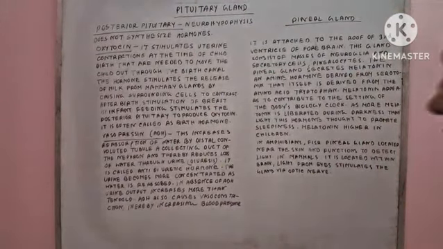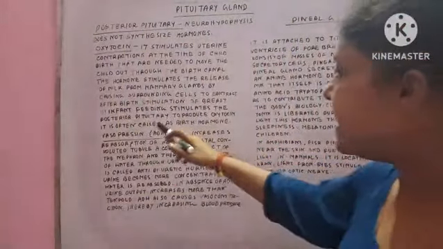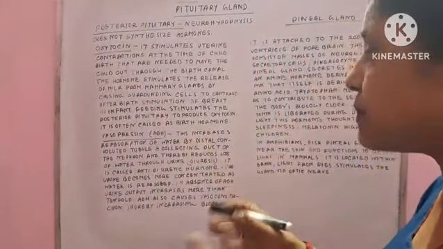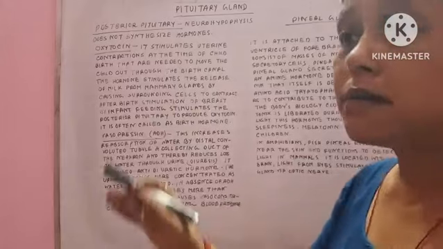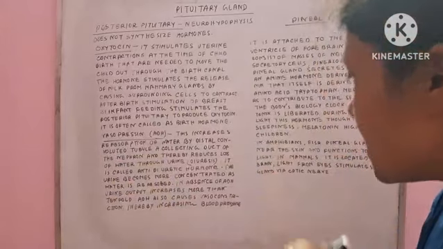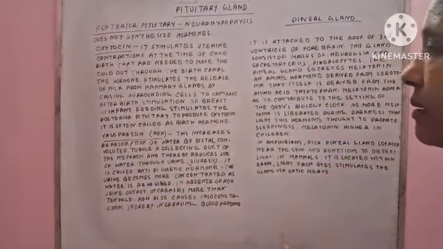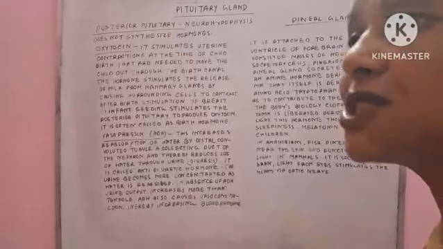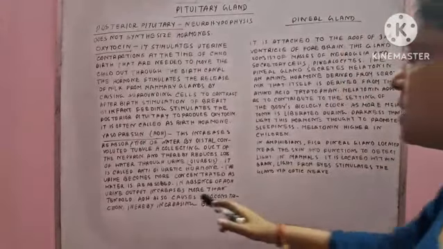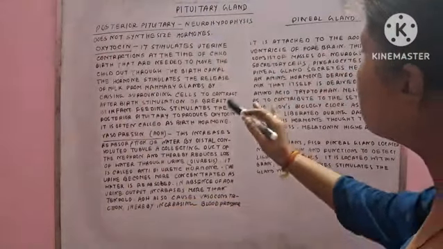Okay, one thing I forgot: when ADH helps in reabsorption, simultaneously it constricts the blood vessels. This is called vasoconstriction. And when the blood vessels become constricted, the flow of the blood becomes slow, and in that way the blood pressure increases. Clear?